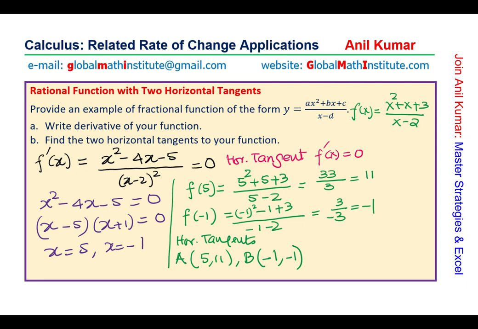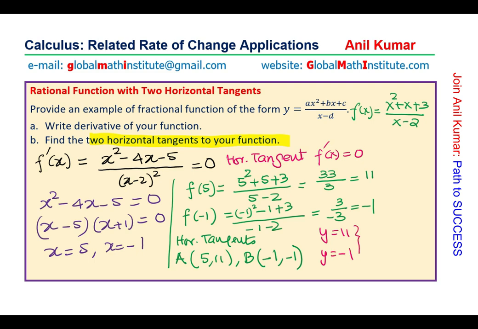Once we get the points, the equation of horizontal tangents will be what? We need to write down the equation, right? Find two horizontal tangents to your function. So the horizontal tangents will be the y values, right? So y equals 11 and y equals minus 1 are the two horizontal tangents, right? You see that? That is how we are going to answer this particular question. This is probably the simplest solution to the problem.